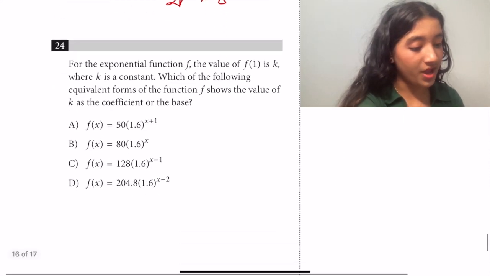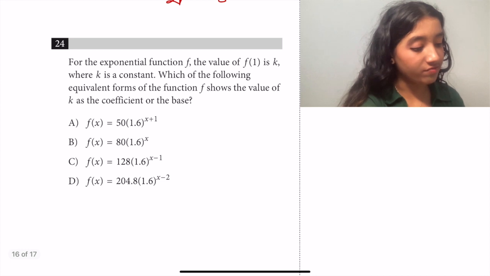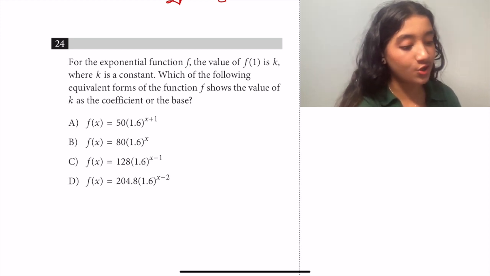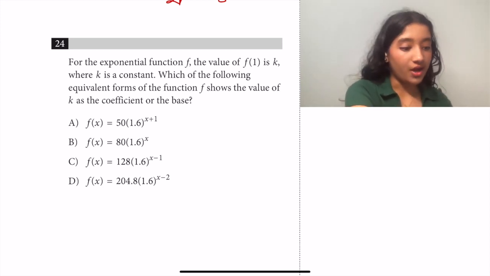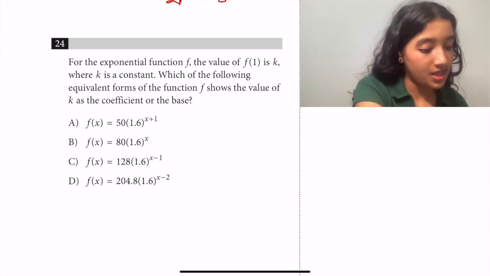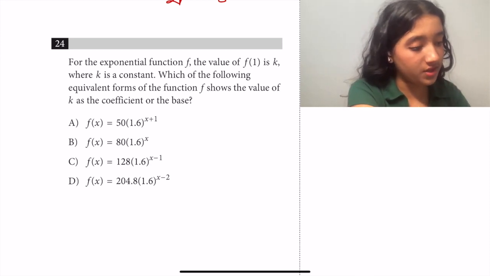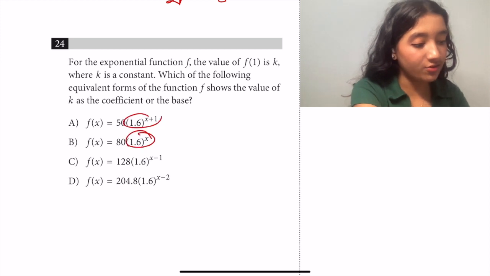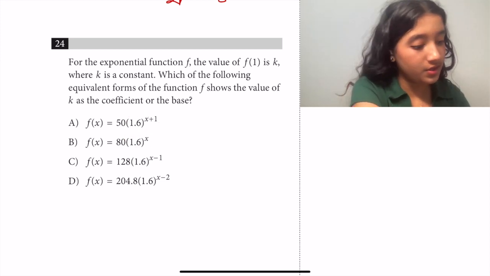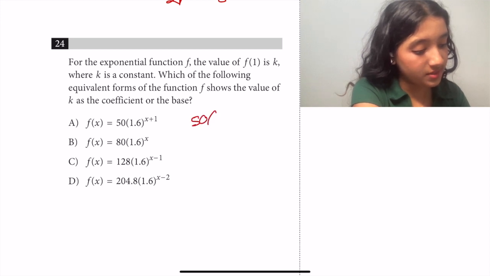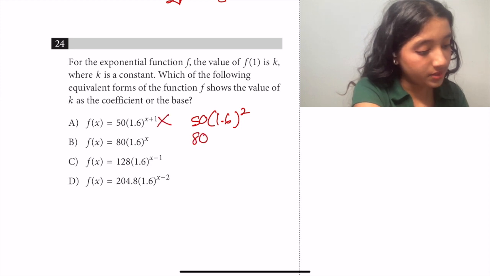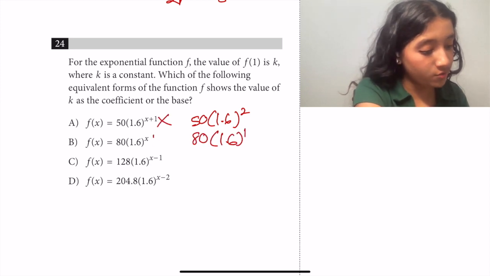For question 24, we have for the exponential function f, the value of f(1) is k, where k is a constant. Which of the following equivalent forms of the function f shows the value of k as the coefficient or the base? So if we want k as our coefficient, then we want the rest of the expression to cancel out when we plug in x equals 1. So if we plugged in x equals 1, we have 50 times 1.6 squared, so that doesn't cancel out. 80 times 1.6 to the first, that doesn't cancel out.